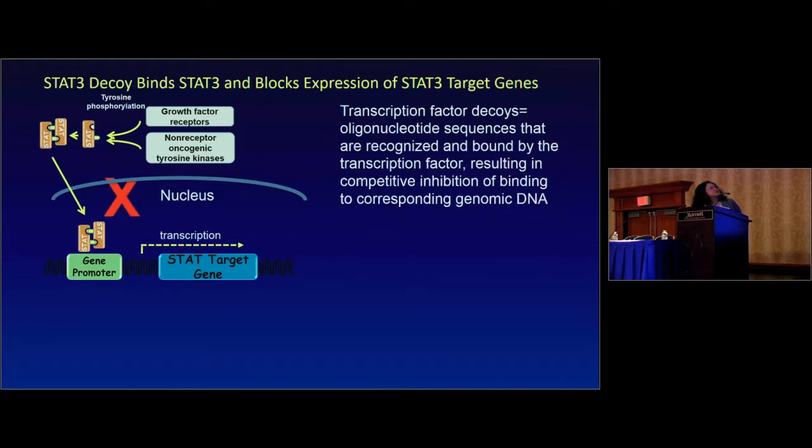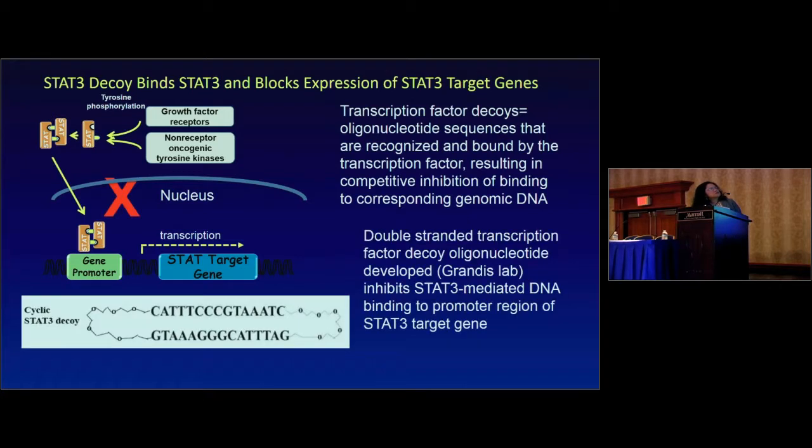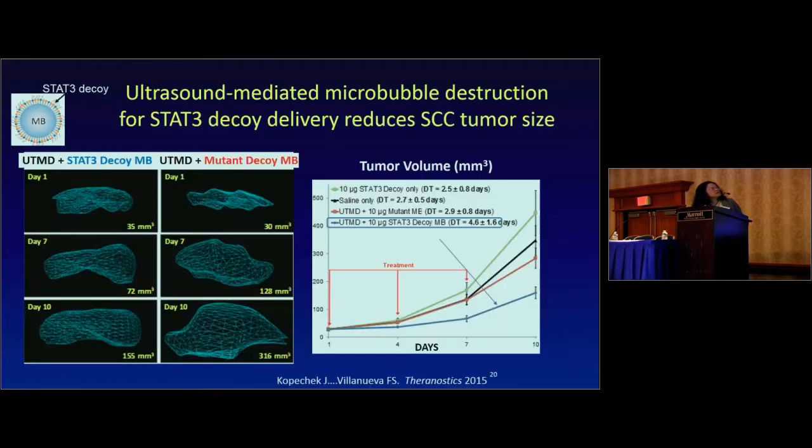So Dr. Grandis designed this transcription factor decoy, which is an oligonucleotide sequence. It's recognized and bound by the transcription factor, and it results in competitive inhibition of binding to the corresponding genomic DNA. This is a double-stranded transcription factor decoy that we then attach to one of our lipid microbubbles. And as with the EGFR siRNA, these are some examples.